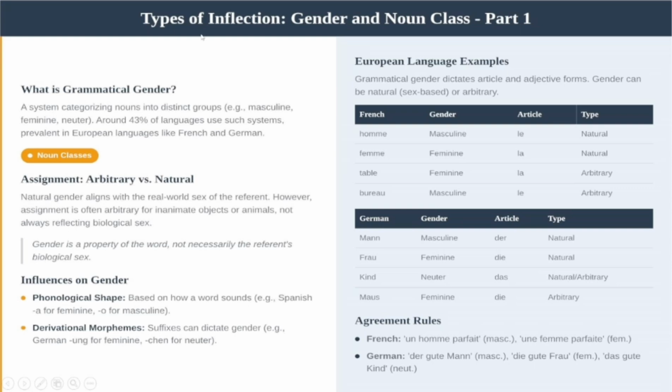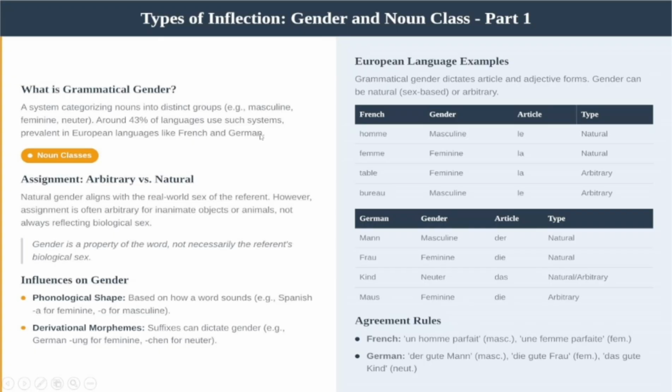Okay, so I will be explaining about types of inflection, which is gender and noun class. What is grammatical gender? Grammatical gender is how a language splits nouns into groups, like masculine, feminine, and neuter. About 43% of languages use that system. They assign certain nouns into masculine, feminine, or neuter, and those systems are mostly in European languages like French and German.